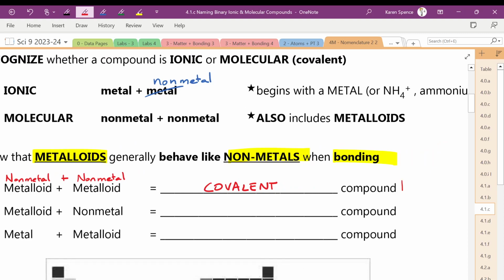And I'd like to know, do we use prefixes? Yes. Covalent, do we use prefixes? Yes.